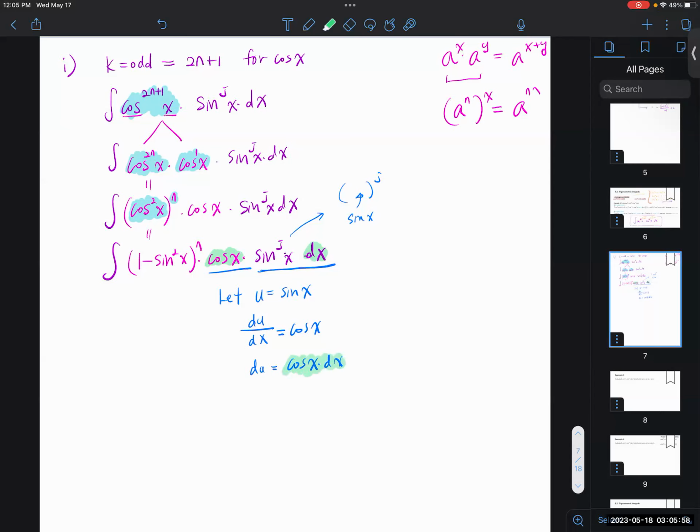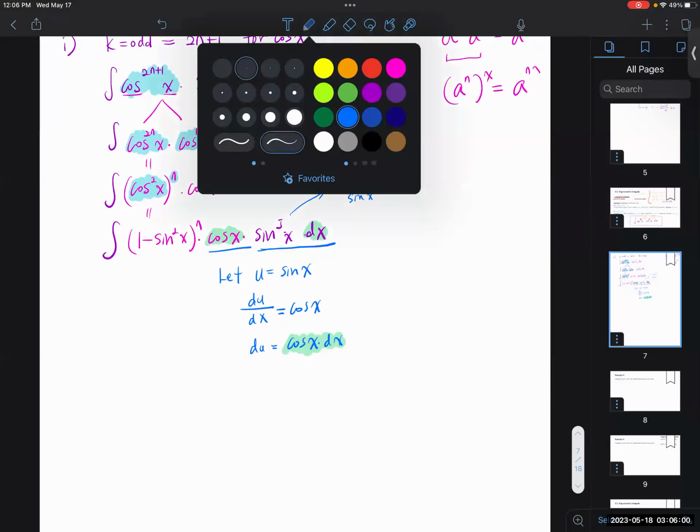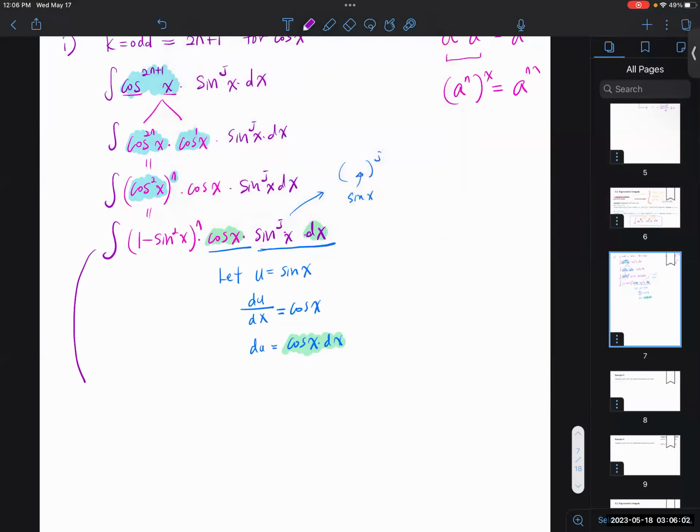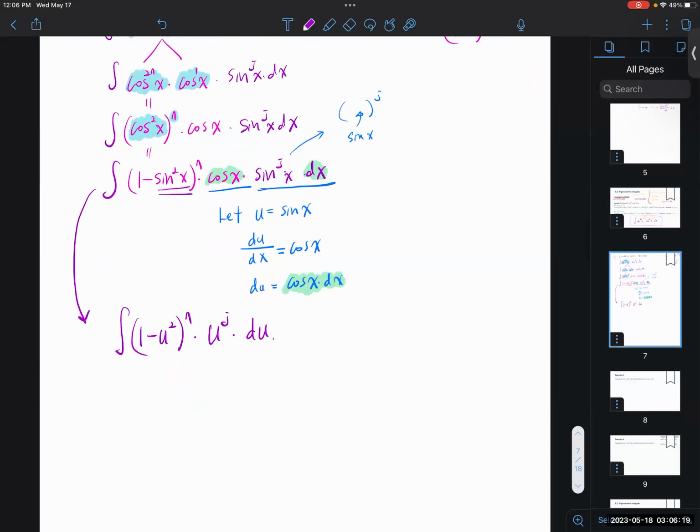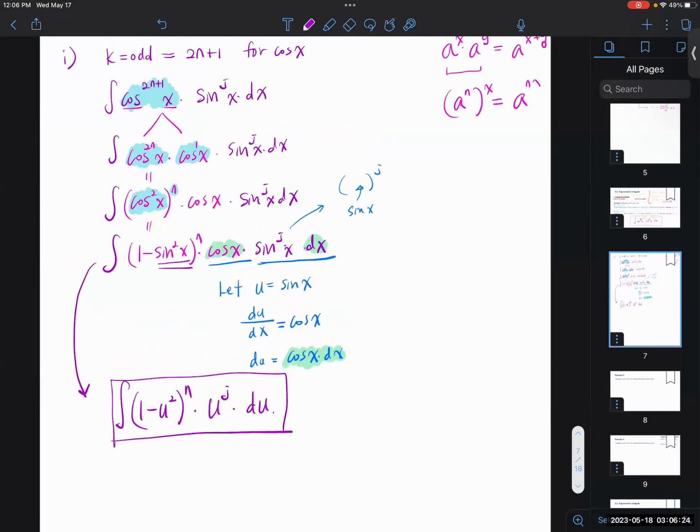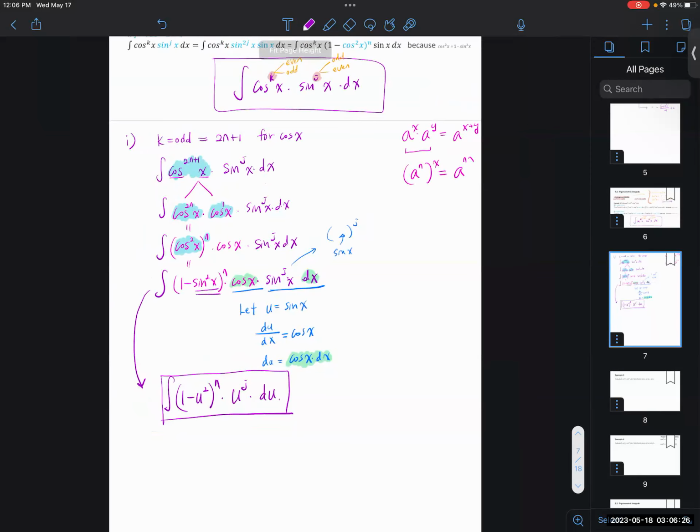Cosine x dx will be du. And then we just finalize that here. Sine x is u. So we can rewrite it as 1 minus u squared, to the n, and then sine x is u, so u to the j, and cosine x dx has been replaced by du. So this is the general form when you have an odd exponent for the cosine function.